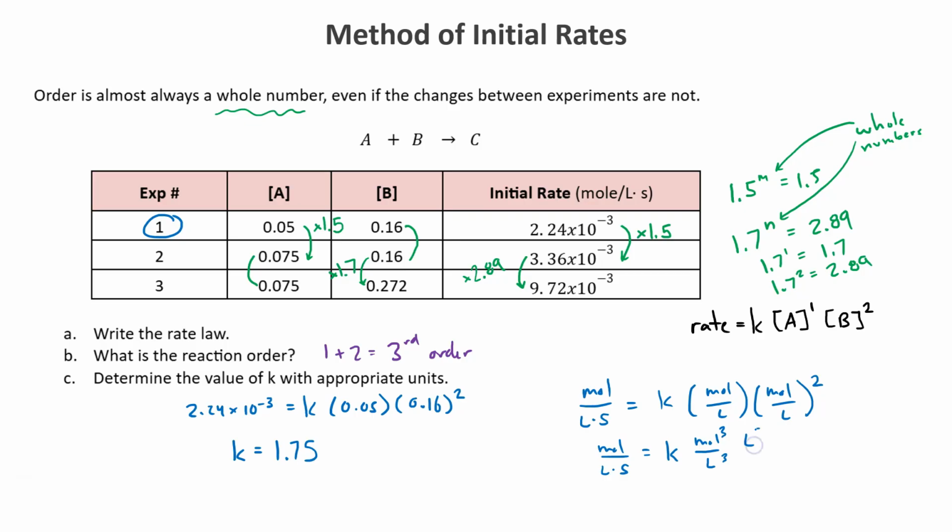To cancel out the fraction over here, I'm going to multiply both sides by the reciprocal, liters cubed over moles cubed. That's going to cancel this, leave me with K equals, and if I simplify this down, the liters cancel, leaving a liters squared on top, and the moles cancel, leaving a moles squared on the bottom. I'm going to come over here and apply those units to my K value, liters squared over moles squared times seconds. And that's the whole problem.